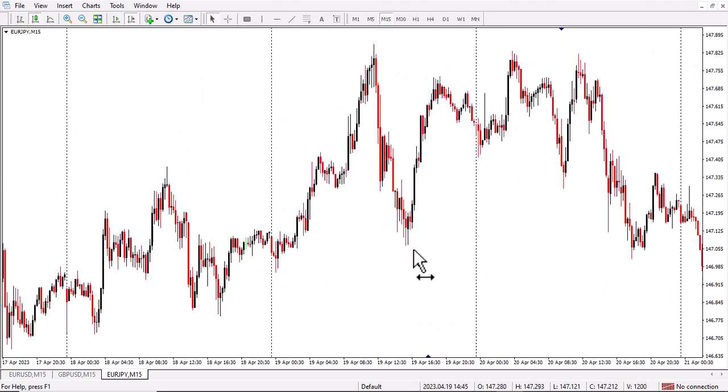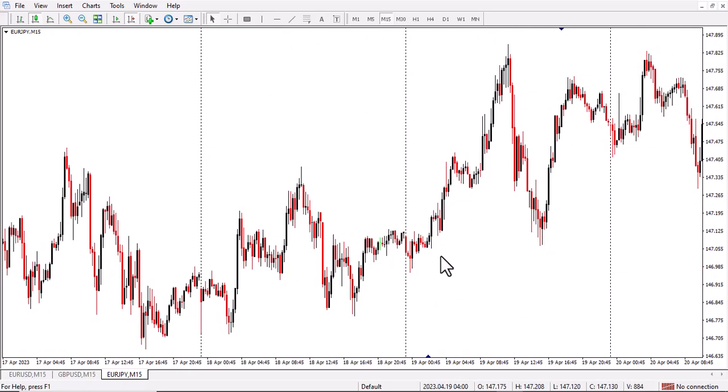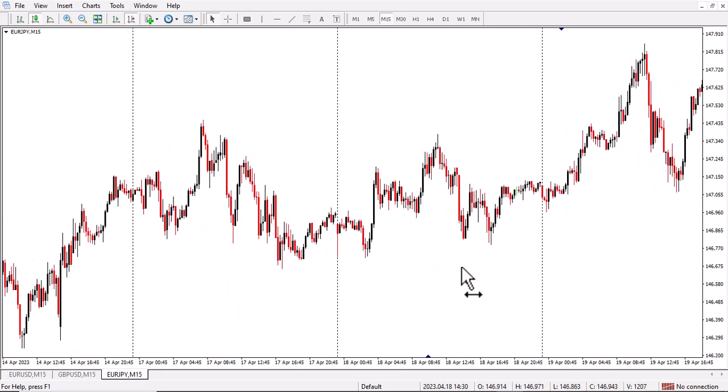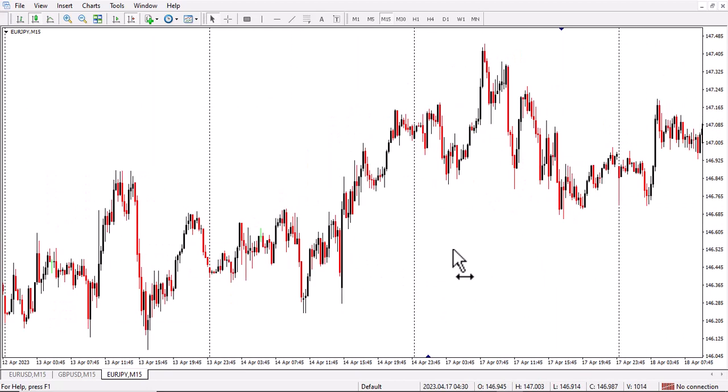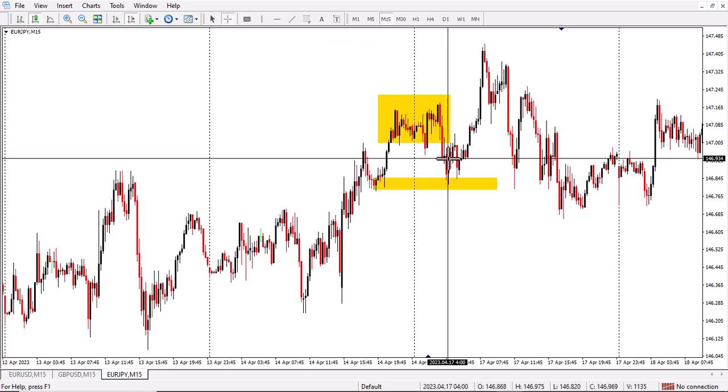GBP USD, and now we want to look at Euro JPY. On Euro JPY, this pattern is not as common as it is on GBP USD, because Euro JPY sometimes moves in Asia because it has the JPY in it. Euro JPY is the Euro versus the Yen, so the Yen is very active in the Asia range.